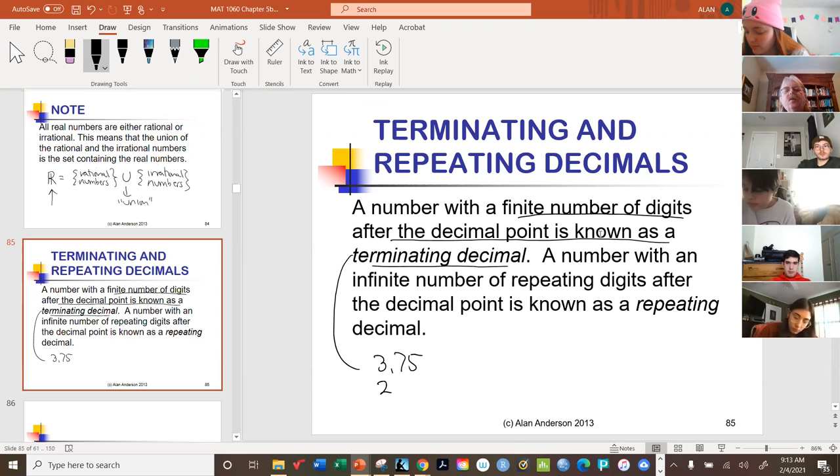3.75 or 2.914 or let's say 7.01634. What do these all have in common? They only have a finite number of decimal digits after the decimal point. They don't go on and on forever. On the other hand, a number that has an infinite number of repeating digits after the decimal point is said to be repeating. So an example of that would be this.